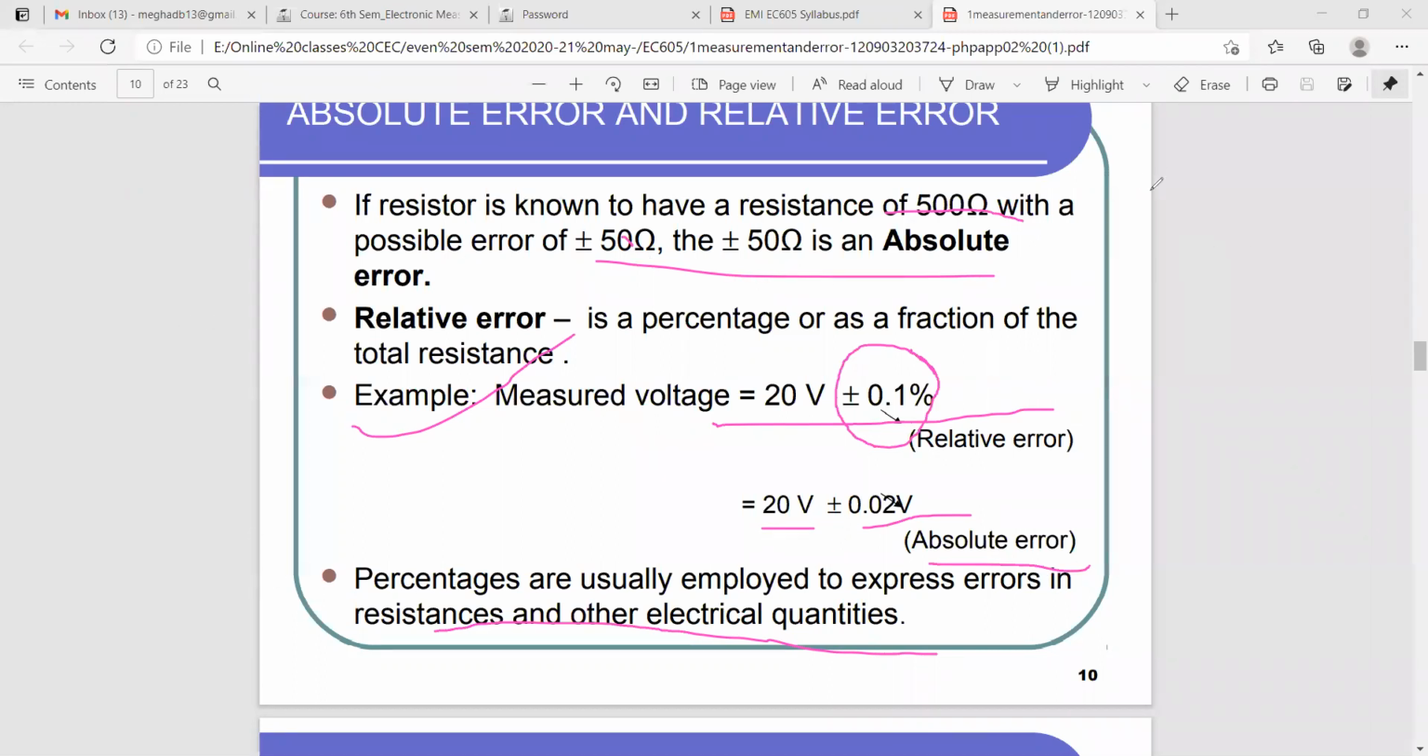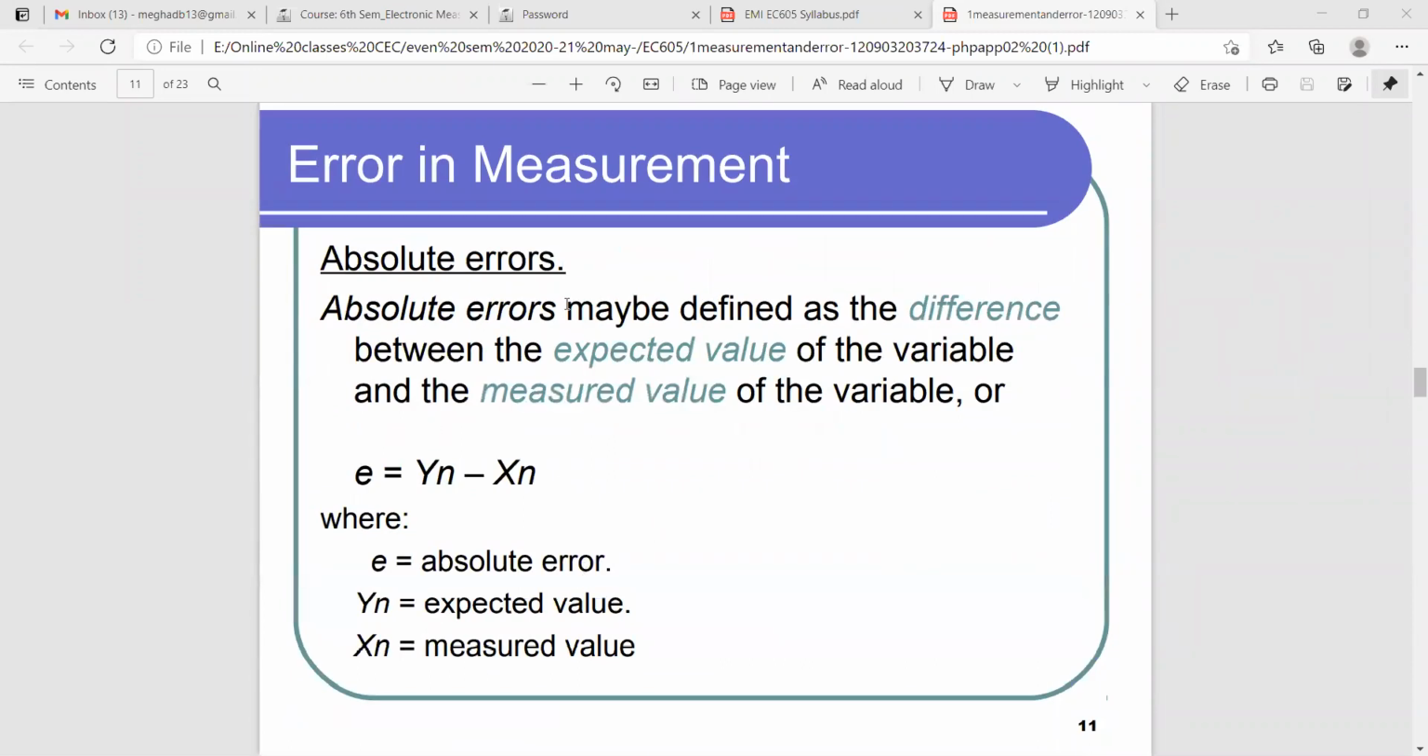Okay, suppose I have a measured value of 30 volt, then I will get an error of some 0.03 volt. That will always be in terms of the unit that is given in the measured value. But in case of relative error, it will always be given in the form of percentage. Okay, so this is the way you can identify what is absolute error and what is relative error, or which one if you are asked to identify. Now let us see this one thing which I actually wanted, error in measurement, how to find out the absolute error. Now, absolute error may be defined as the difference between the expected value of the variable and the measured value.